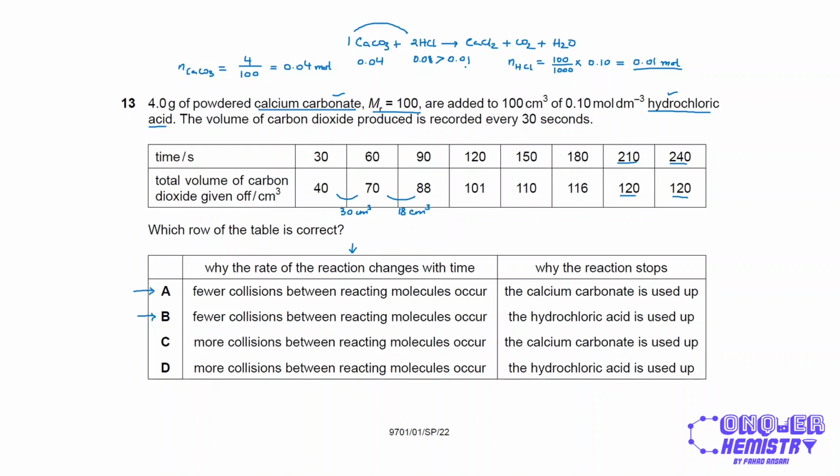So that means I did not have enough HCl to use up the calcium carbonate, and so the calcium carbonate is in excess, and so the HCl is the limiting reactant, and so it is the HCl or hydrochloric acid that is used up. So option B is correct. So this question was not as easy as it looked. All right, have to be careful and perform relevant calculations.